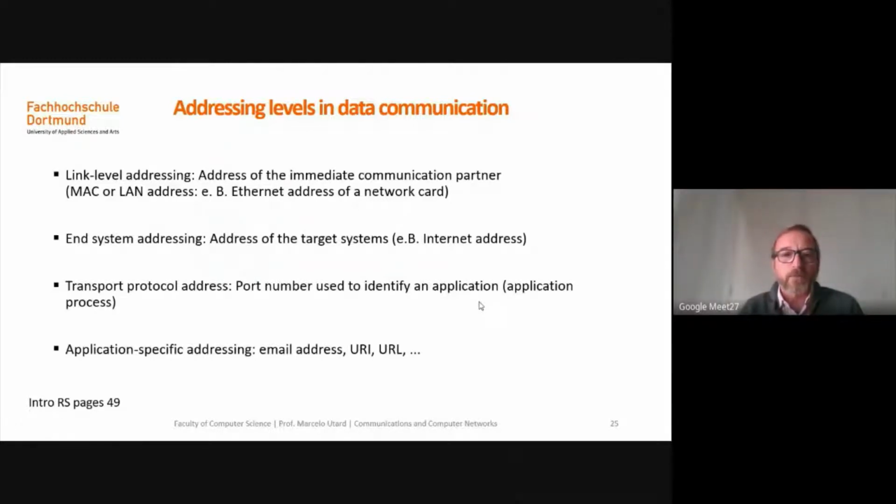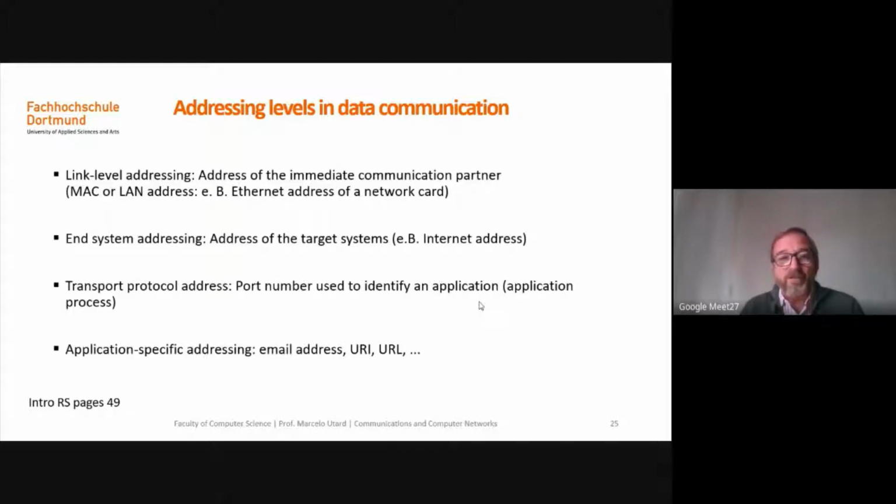Then what we need to know is the different addressing levels in data communication networks. At the lower level, we usually use link level addressing, where we have typically the MAC addresses, that is the physical address of the Ethernet nodes in a local area network.